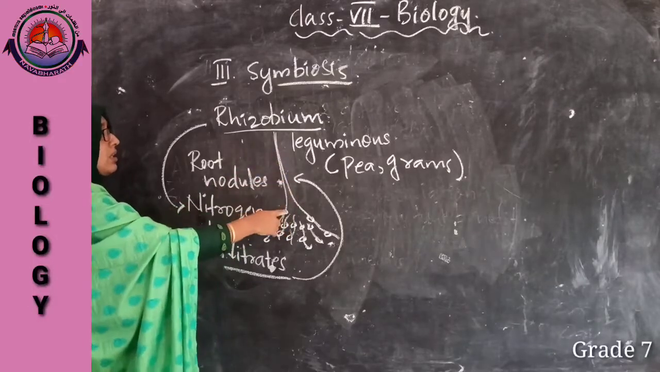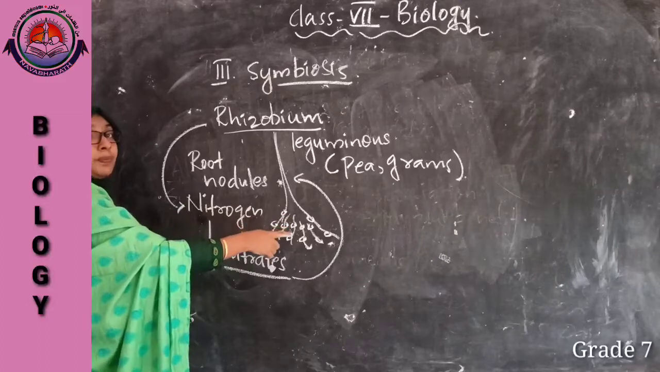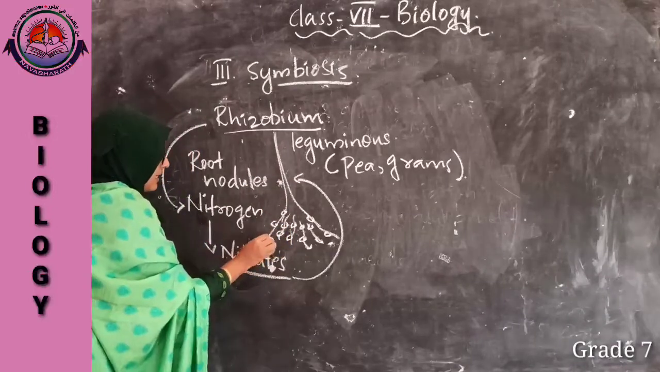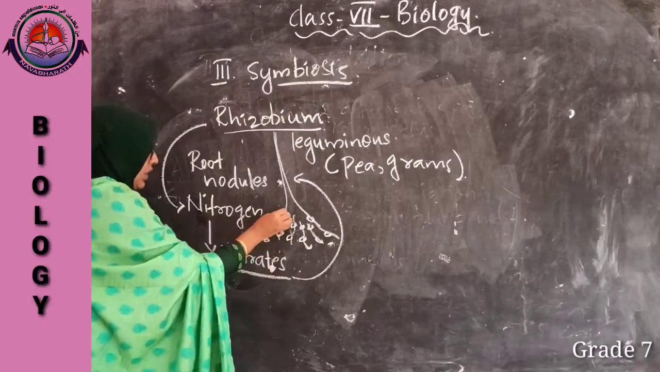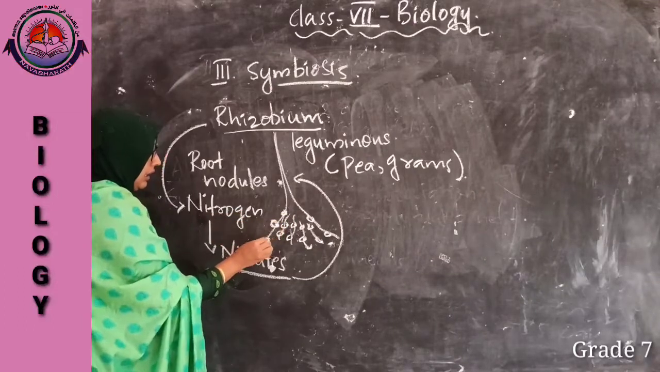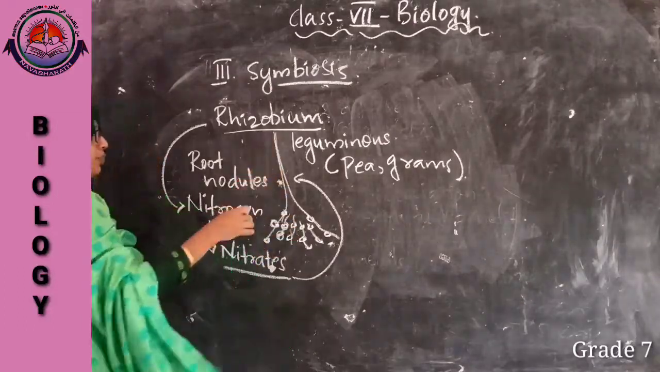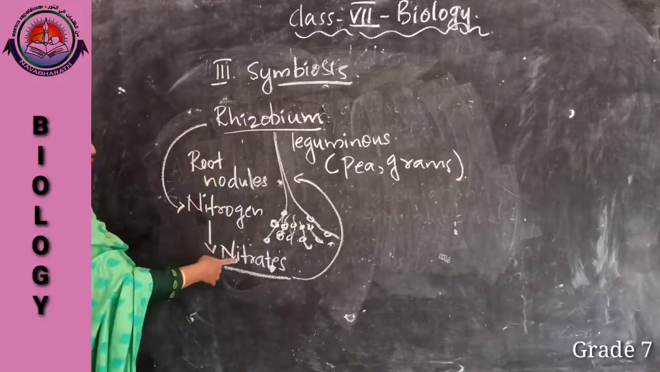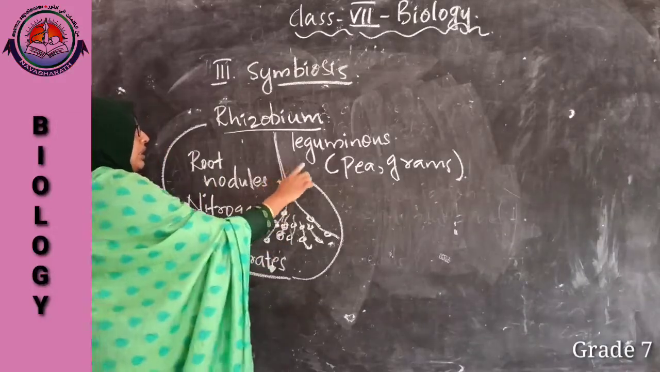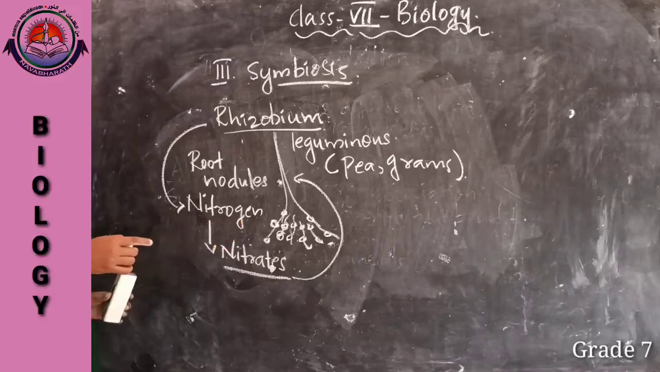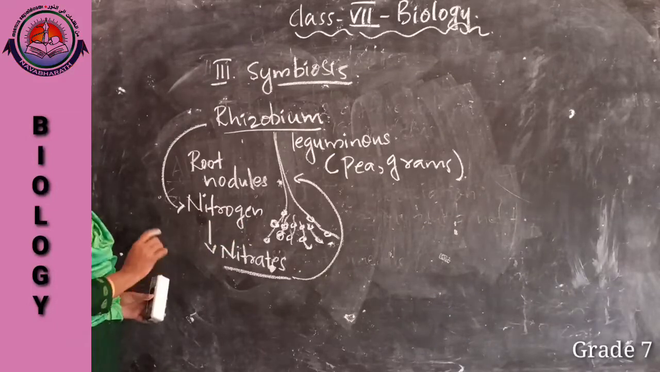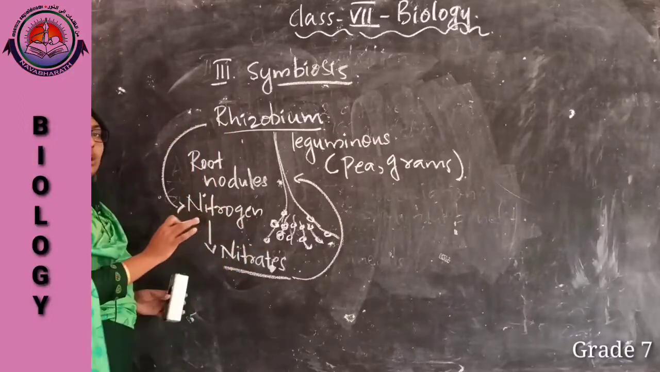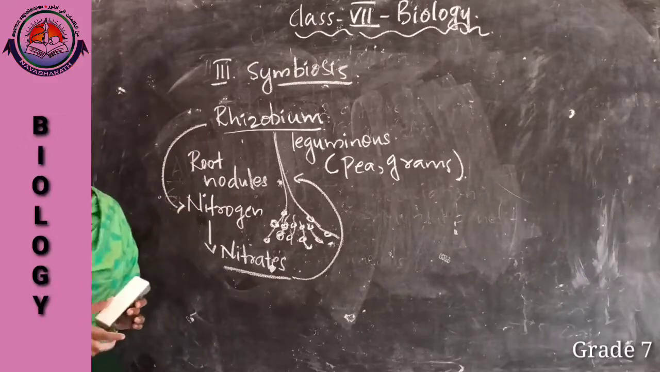So in return, what does the plant offer to them? Yes, the plant offers some shelter, protection. Plants give shelter or protection for the rhizobium bacteria in the root. Clear? So rhizobium bacteria offer nitrate to plants. In return, plants offer what? Protection to the rhizobium bacteria. So both are benefited. Rhizobium bacteria are also benefited. Plants are also benefited. That is also an example for symbiosis.